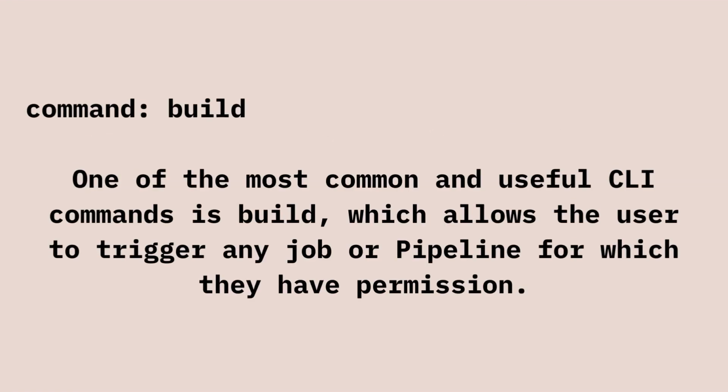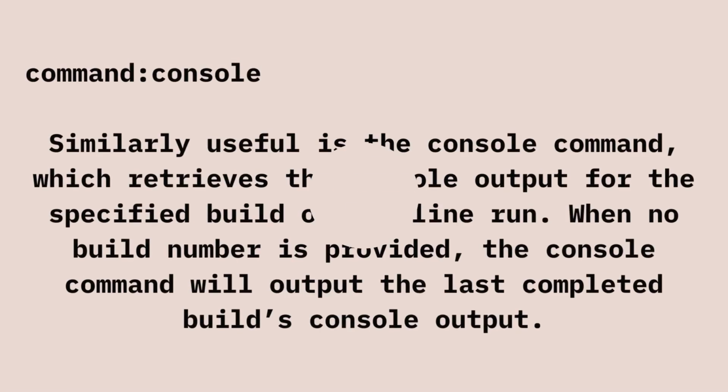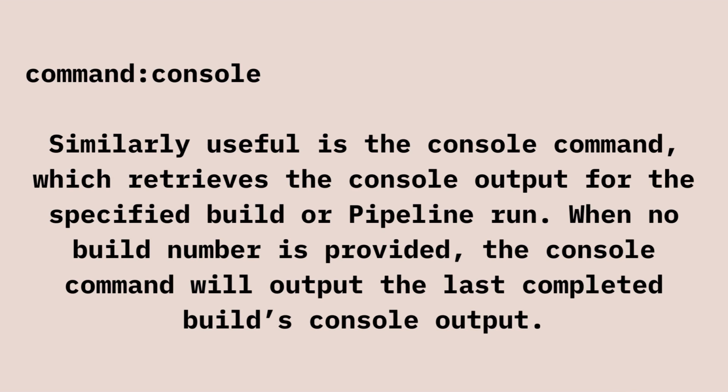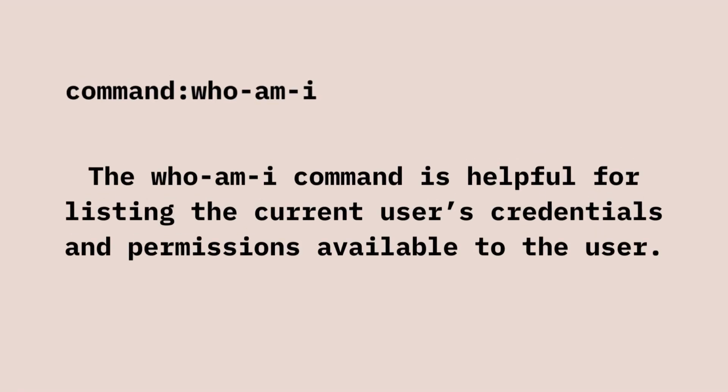First one, the build command. One of the most common and useful CLI commands is build, which allows the user to trigger any job or pipeline for which they have permission. Second one, console. Similarly useful is the console command, which retrieves the console output for the specified build or pipeline run. When no build number is provided, the console command will output the last completed build's console output. Command: who-am-i. The who-am-i command is helpful for listing the current user's credentials and permissions available to the user.